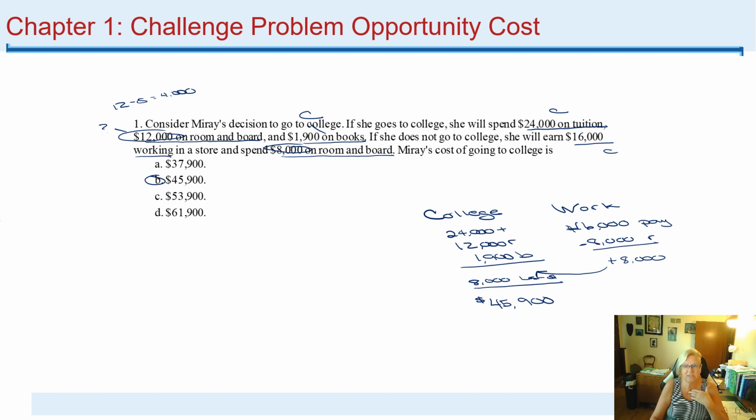So in looking at these, you want to look at what's the cost versus the benefit, and then say, okay, how much do I earn? I'm not going to be able to do that, so that becomes part of the equation here. We did see a difference between the room and board, so we had to factor in that difference. Okay. Opportunity cost, very important.